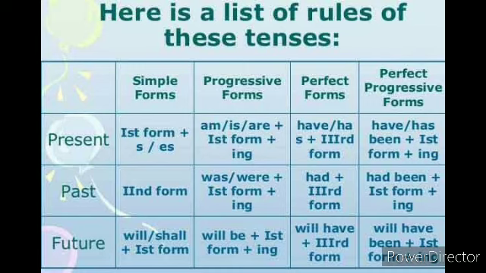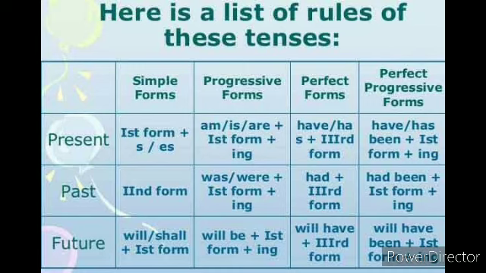Simple past tense. We always use second form of verb in simple past tense. Nowhere else we use second form of verb except simple past tense. So, simple past tense is subject plus second form of verb plus object. Then comes your simple future. We use will or shall with first form of verb, like I will work very hard. So, I will work. Work is your first form of verb. So this is simple future. Here you can compare and it will be easier for you to grasp tenses.